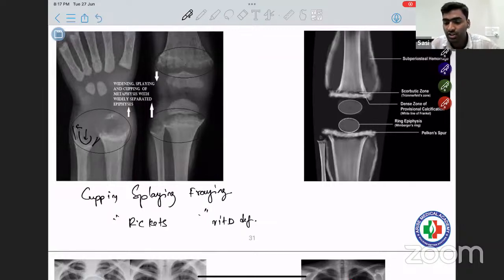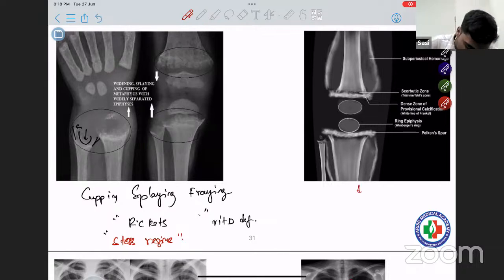And in the case of rickets, what is the name of the regime you will use? The name of the regime you will use in a case of rickets is known as the Stoss regime. Fine. You just remember this one regime, known as the Stoss regime.